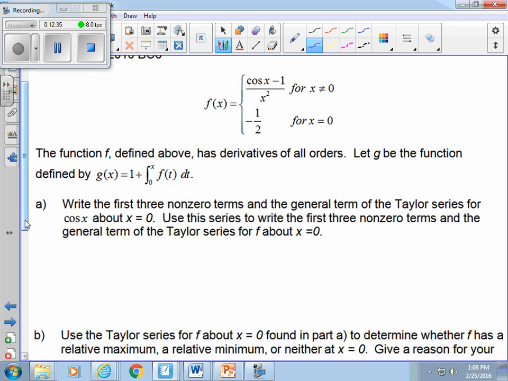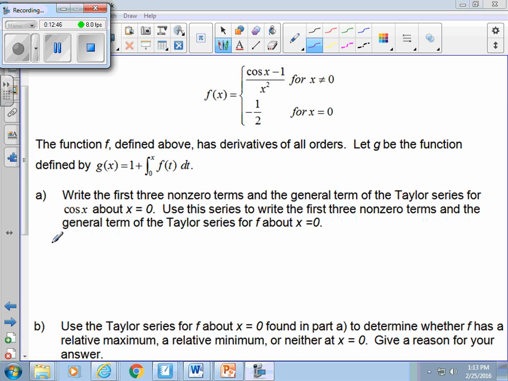All right. So read this one. See what you can come up with. All right. So cosine. Okay, write the first 3 non-zero terms of the Taylor series for cosine of x centered at 0.